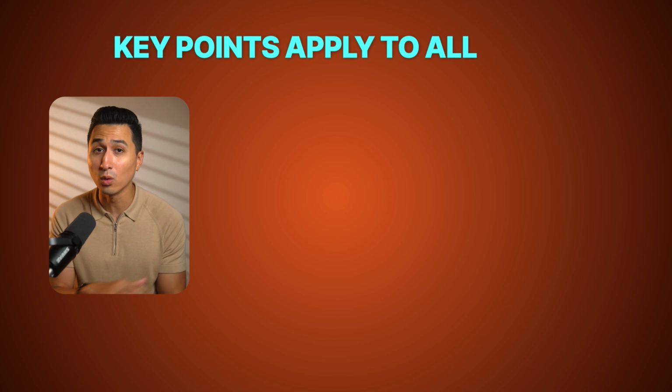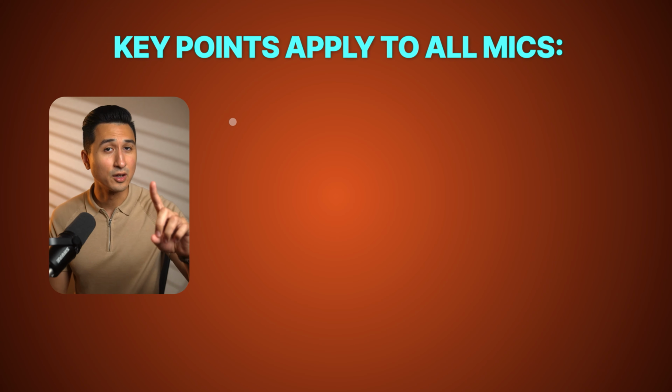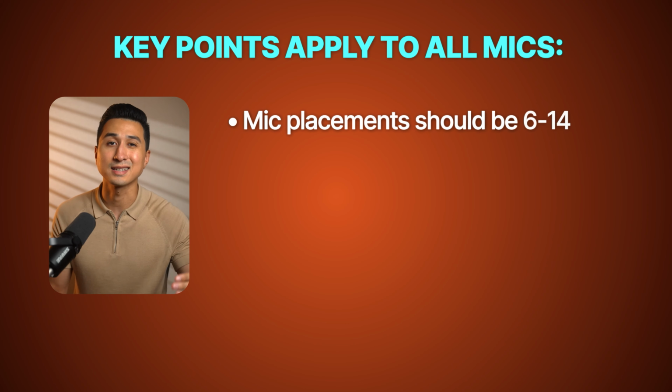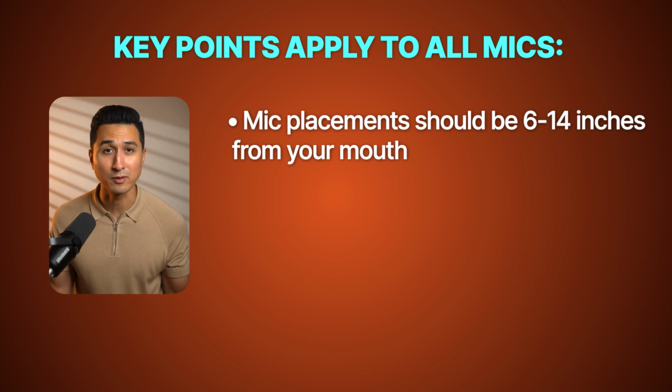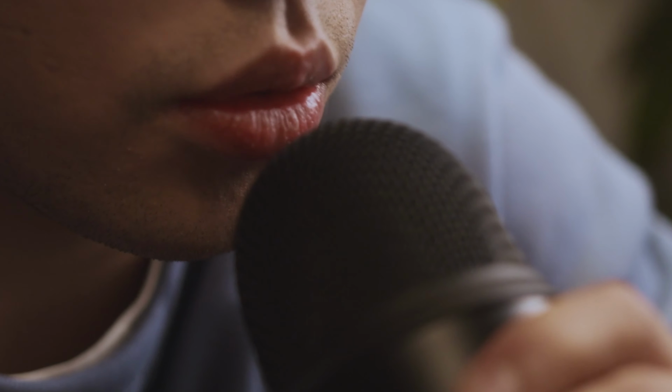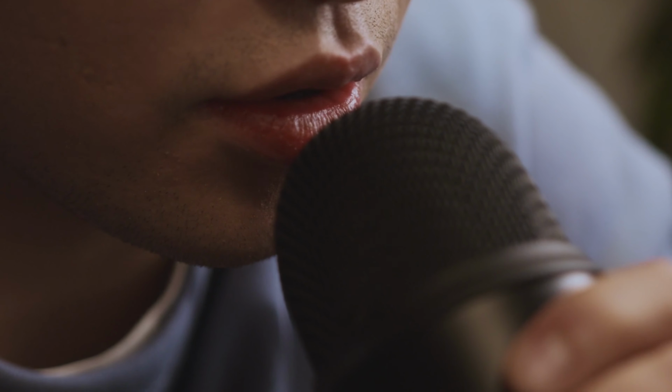But now that you know which microphone is the best for your content, how do you even use them? While each microphone is slightly different, some key things to remember apply for all of these mics. Firstly, the best placement for your mic is 6 to 14 inches away from your mouth. A common mistake I see beginner creators make is putting the mic so close to their mouth when talking, but this will just make your audio sound poppy and muffled. A quick way I find the placement is by using my hands like this.